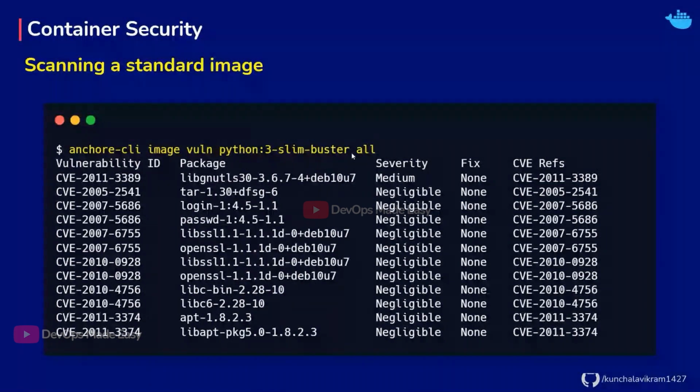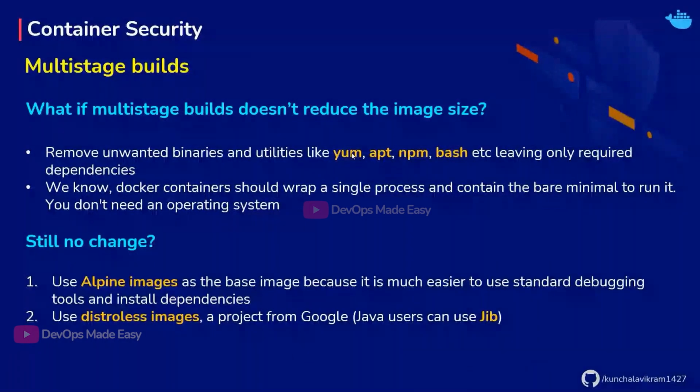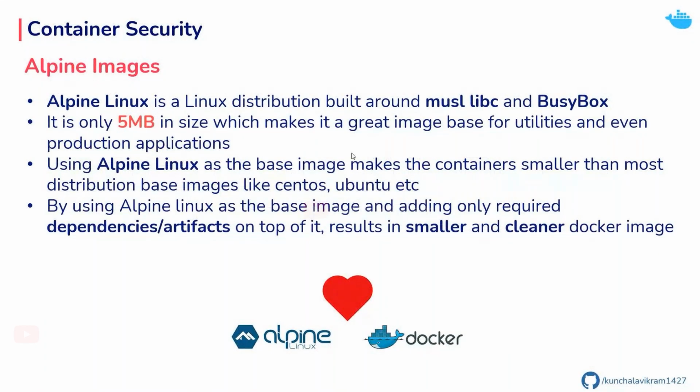Okay, so now coming to the single and multi-stage build. We follow multi-stage builds to further reduce the size of the image. If this doesn't even reduce the size of the image, we can do a lot of things, right? We can remove unwanted binaries like npm, bash. You can remove everything from the image. But still, if you don't see any change in the Docker image, then you can go for Alpine images or Distroless images.